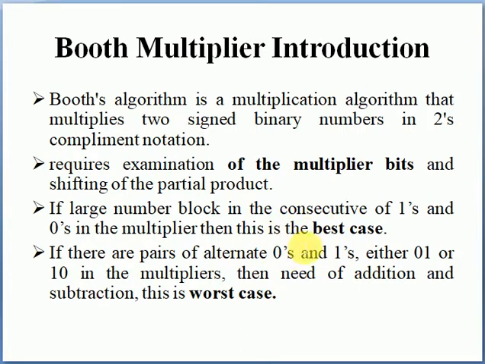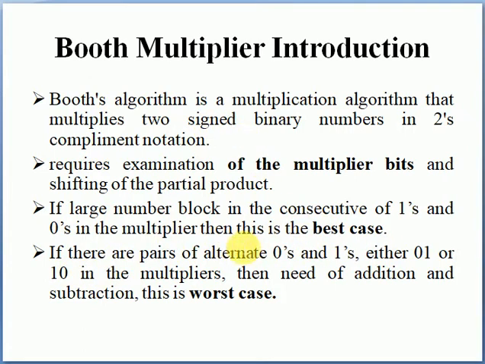The best case occurs when there is a large number of, you can say, pairs of ones or zeros, suppose 1 1 and 0 0, then there is no need for addition and subtraction, you just simply right shift one bit. Okay, so it takes a smaller number of operations. Then we can say this is the best case for the Booth multiplier algorithm.